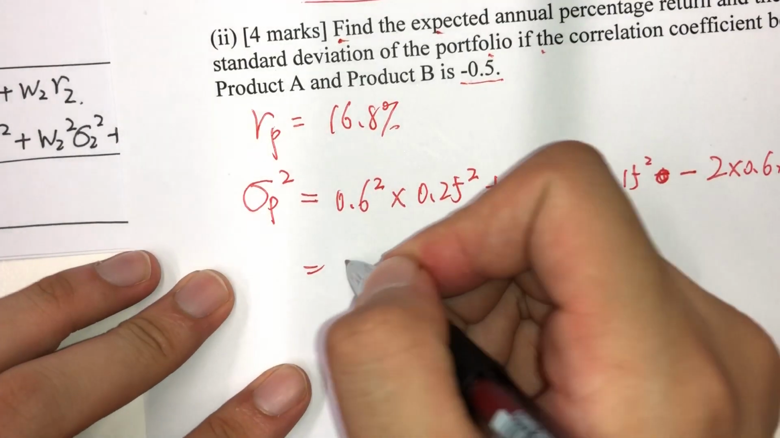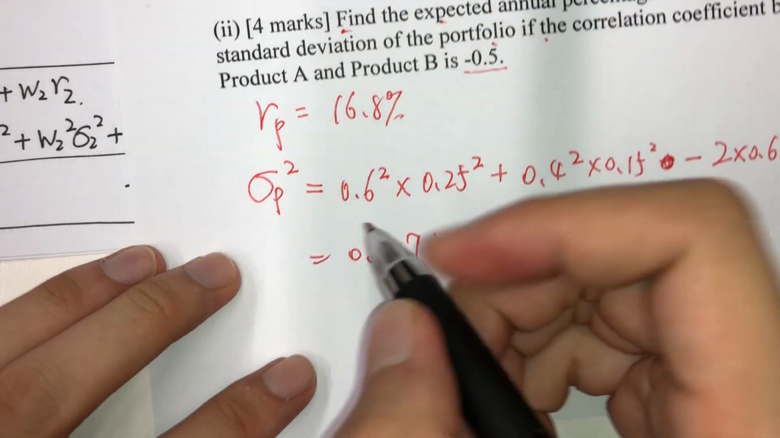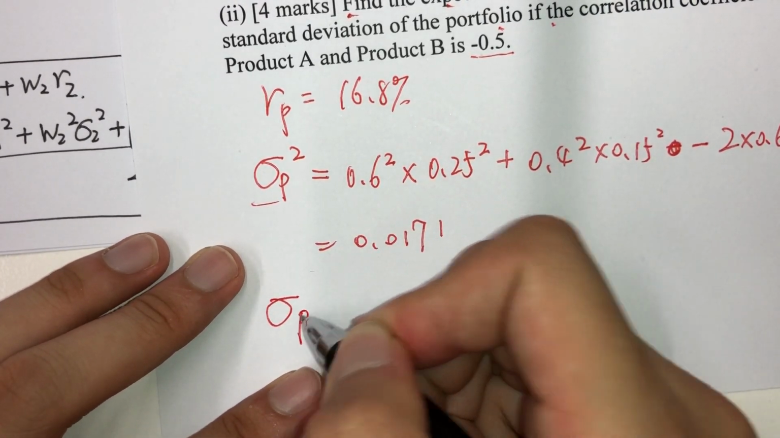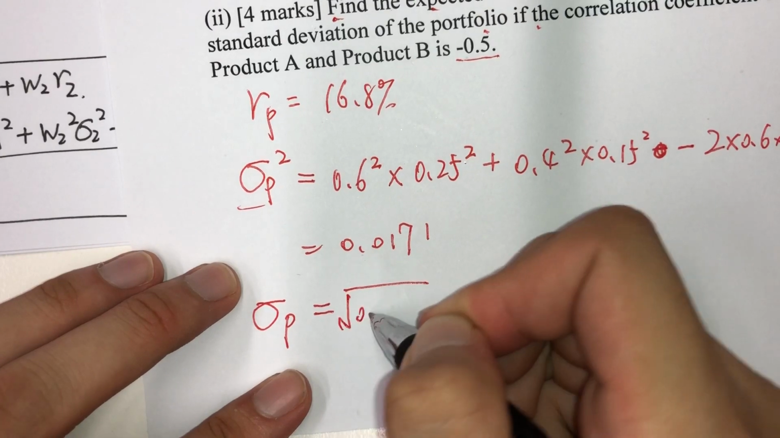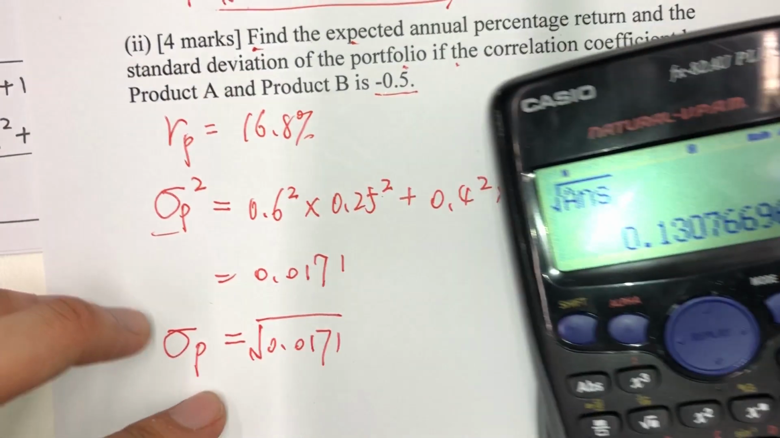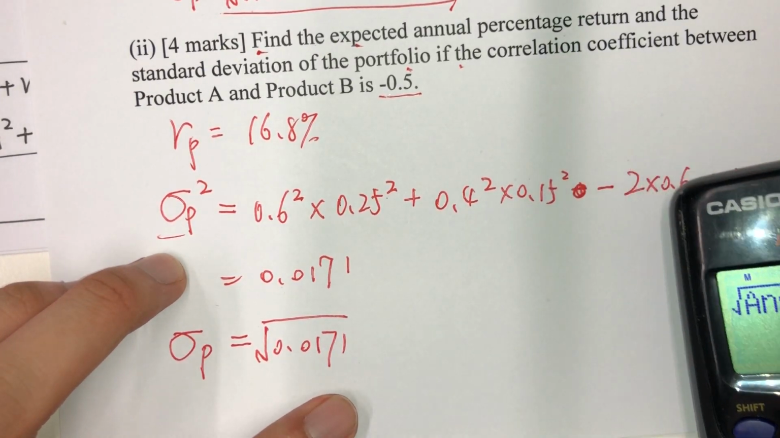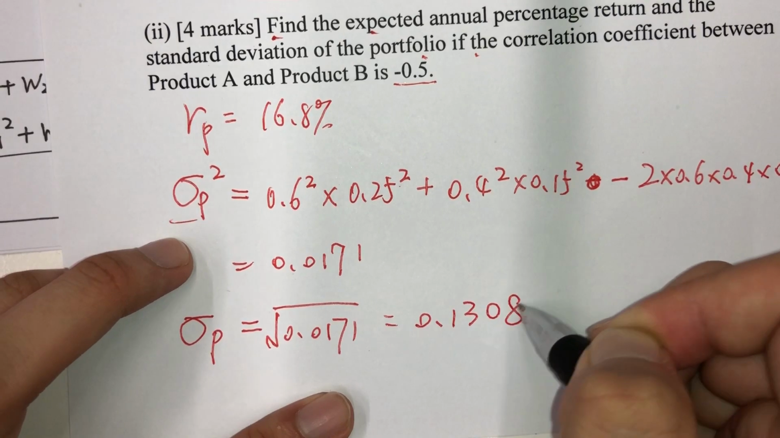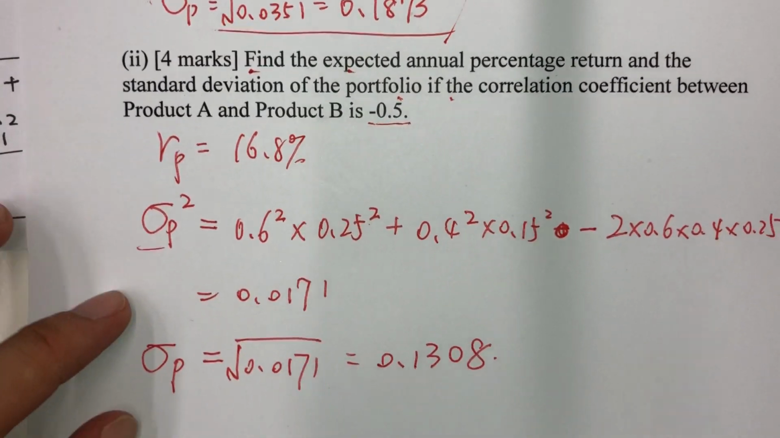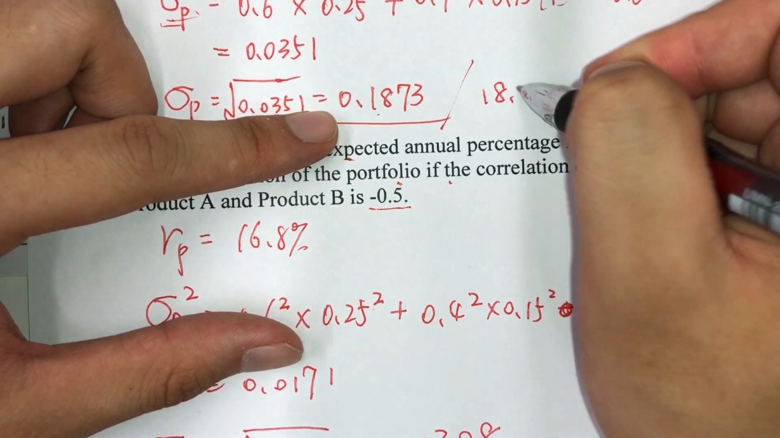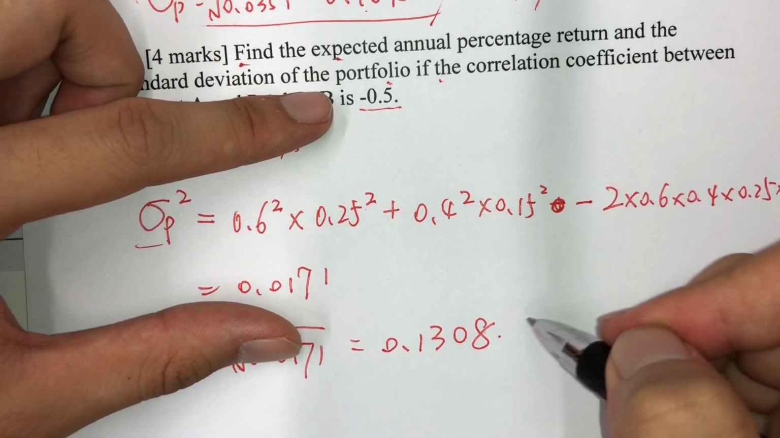So this is 0.0171. But never forget, this is the variance. But what we need is the standard deviation. So sigma p becomes the square root of 0.0171, which is the square root of the answer. And this will be given by 0.130708, which is 0.1308. Okay, let's compare those two results. This is 0.1873, which is 18.73%, and this is 13.08%.